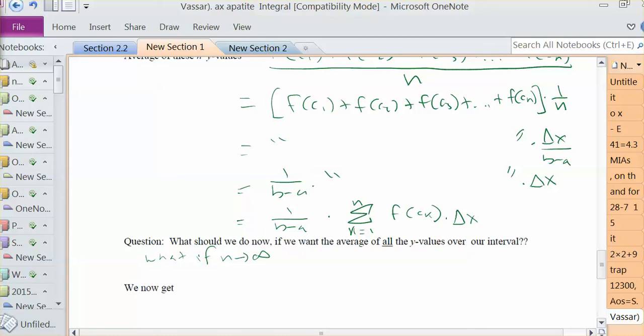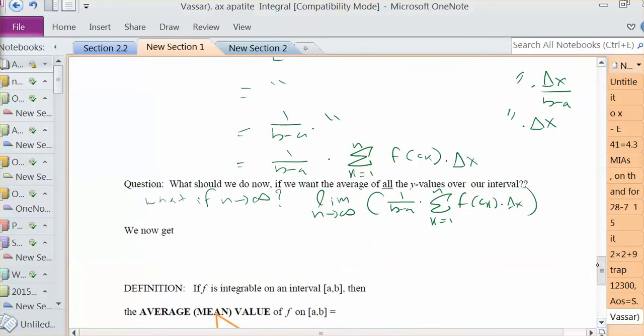Well, in this case, if I'm taking the limit as n approaches infinity of 1 over b minus a times the sigma notation k equals 1, and f of ck times delta x, that essentially just gets me, and I could of course move the 1 over b minus a to the left of that limit.